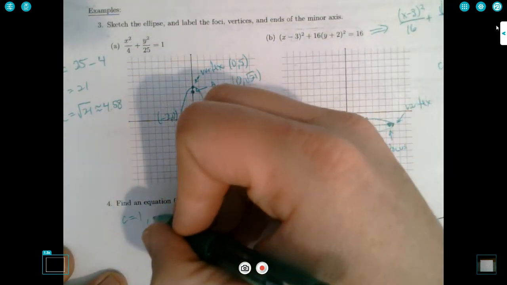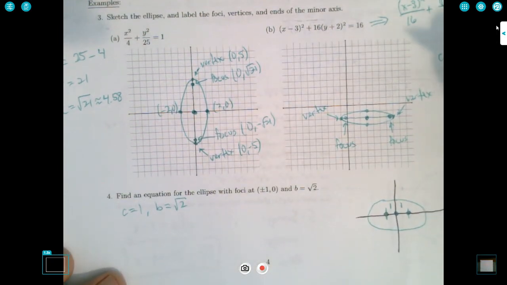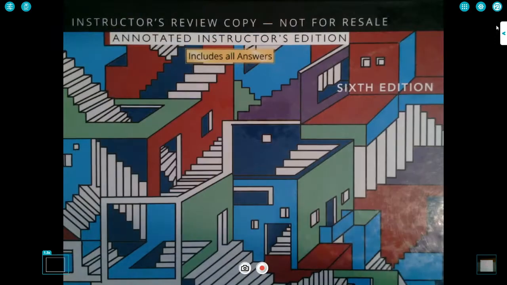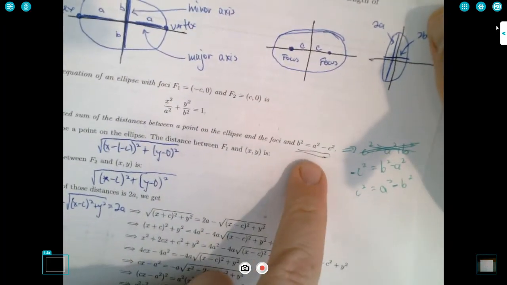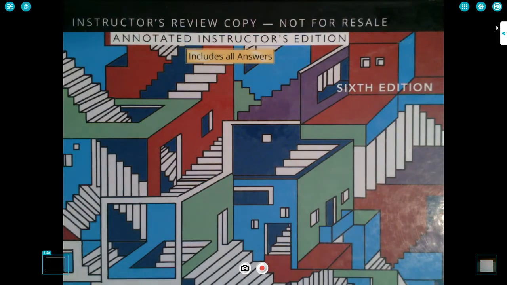And we're given that b equals the square root of 2. So we can find a pretty easily, right? We can say, a squared would have to be b squared plus c squared, right? A squared equals b squared plus c squared.